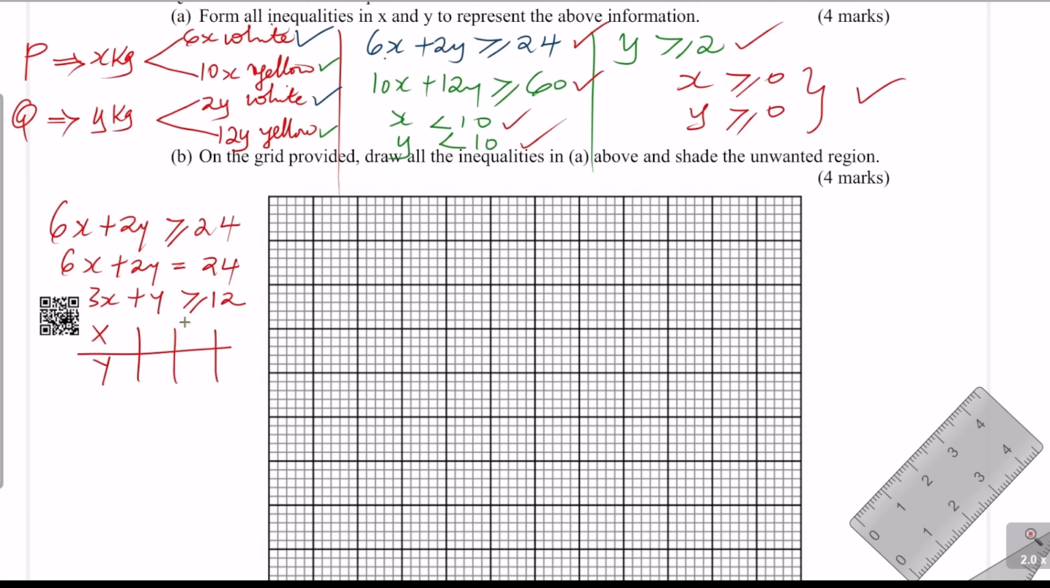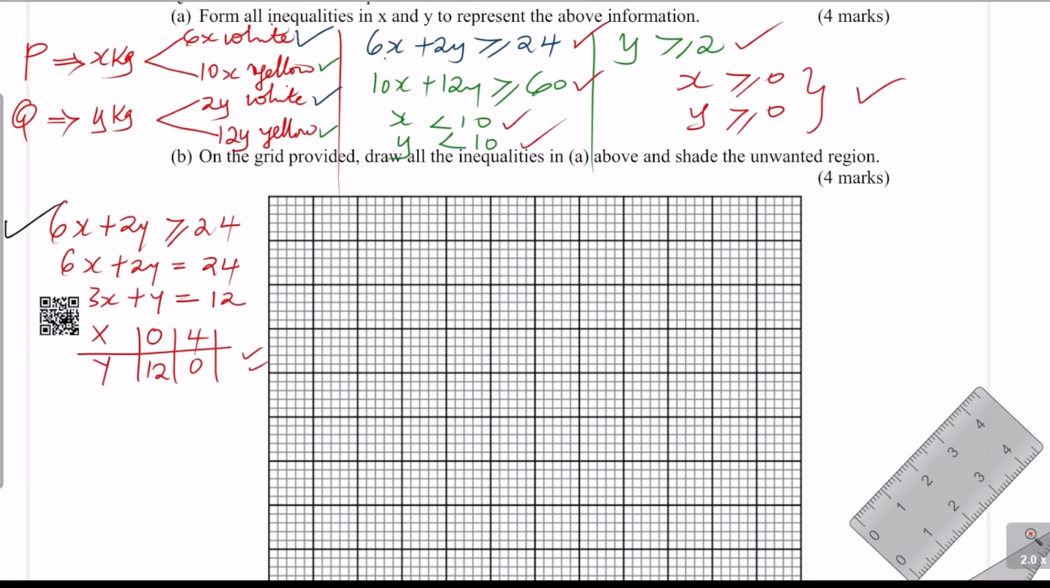You can start with when x is 0, 3x plus y is equal to... let me just use equals here, because this is a line you have to draw. 3x plus y is equal to 12. So when x is 0, y will be 12. Then when y is 0, x will be 4. So you're going to use these 2 points to draw that. So that is the first one.